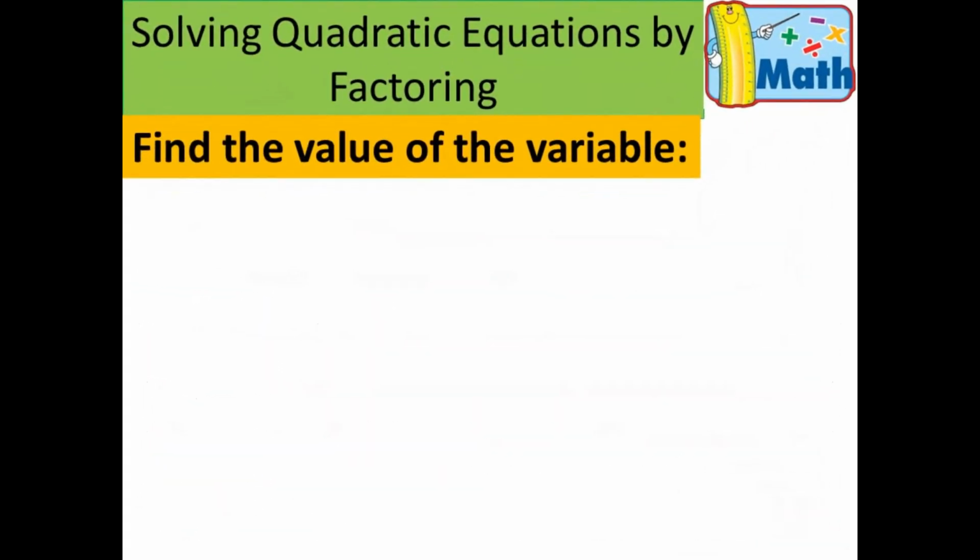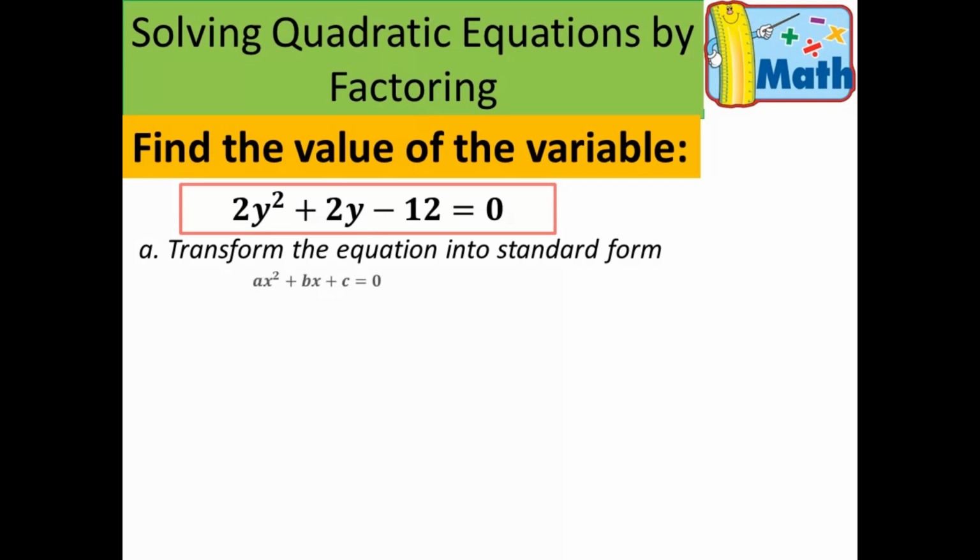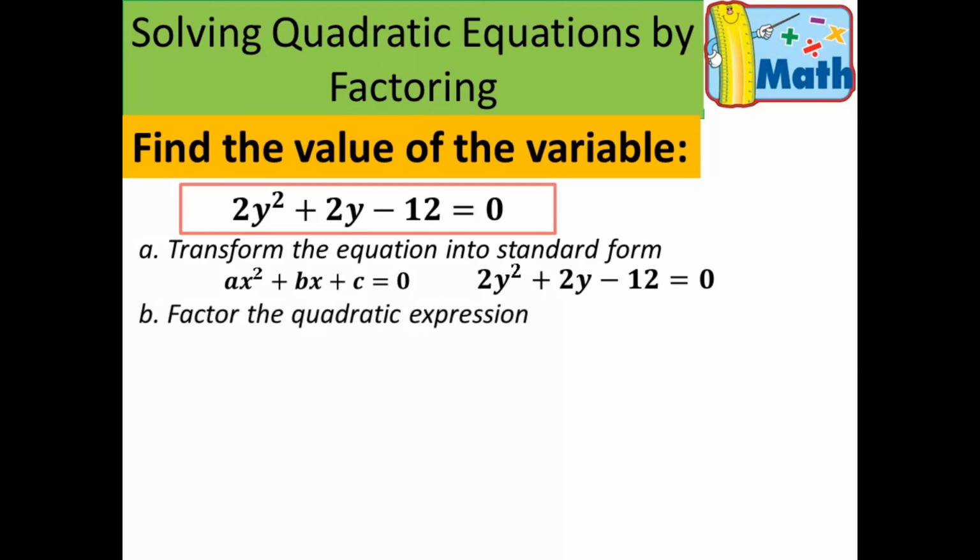We have another example, 2y squared plus 2y minus 12 equals 0. First, transform the equation into standard form, ax squared plus bx plus c equals 0. And that is still 2y squared plus 2y minus 12 equals 0. Next, let us factor the quadratic expression, 2y squared plus 2y minus 12 equals 0.